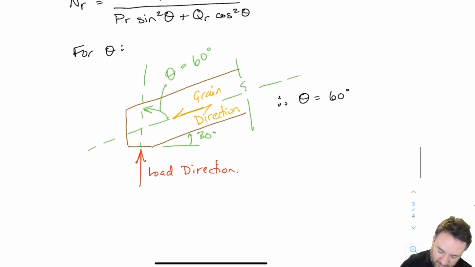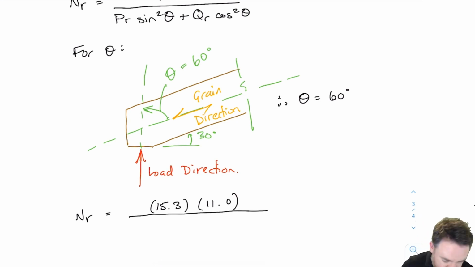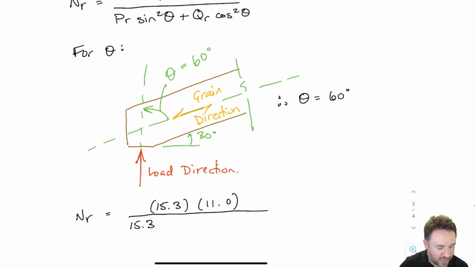Okay, so now I can calculate my NR. I have my PR, if you recall, is 15.3 kilonewtons, and my QR, which is 11. I'm putting these in as 15.3 and 11 instead of in newtons because in this equation the bottom units will cancel half of the top units. So I have kilonewtons squared on the top and kilonewtons on the bottom. I could have done it in newtons, with newtons squared on the top and newtons on the bottom, and I'd still end up with the right answer in the same units.